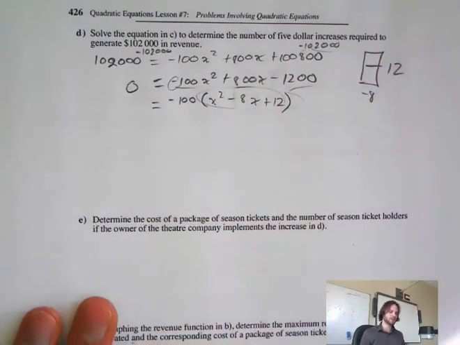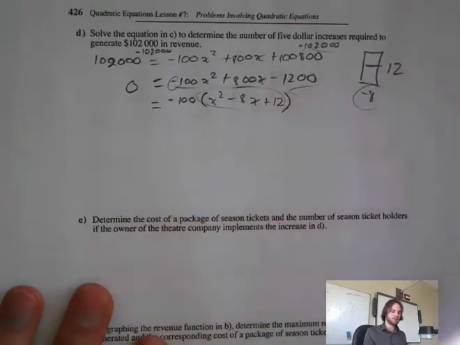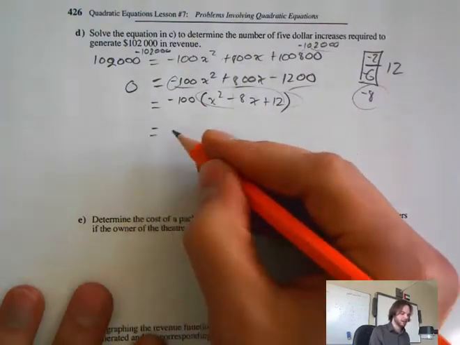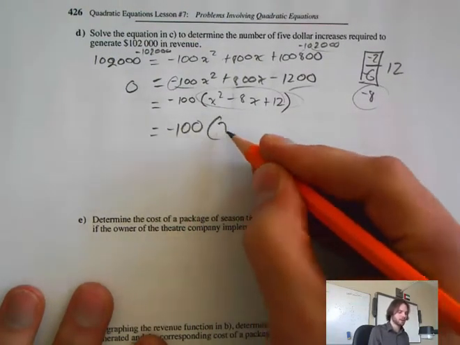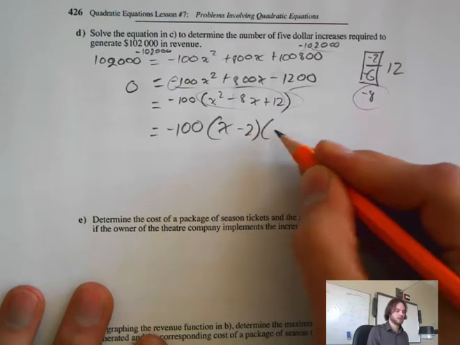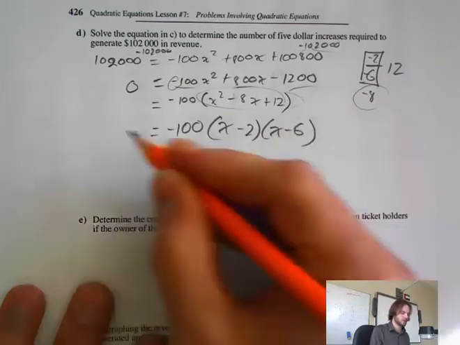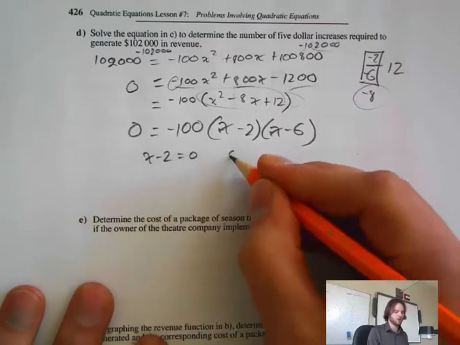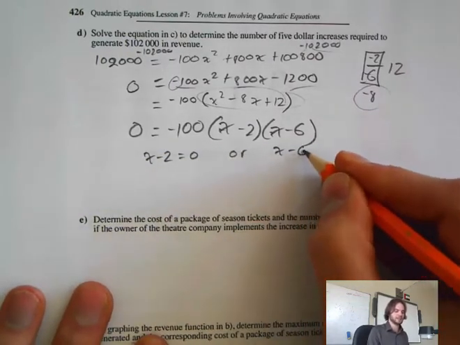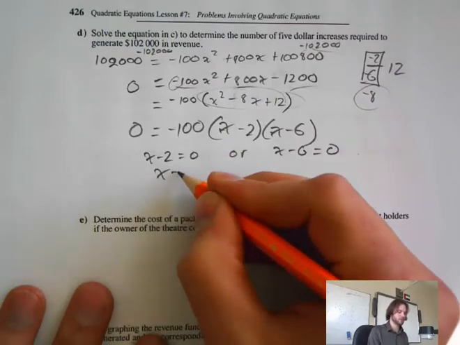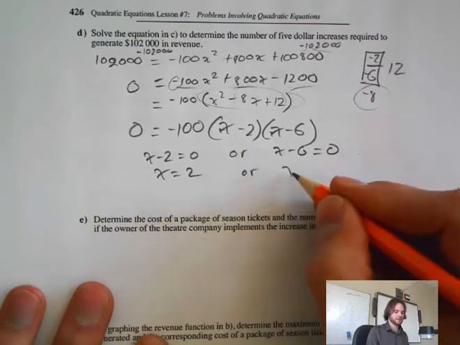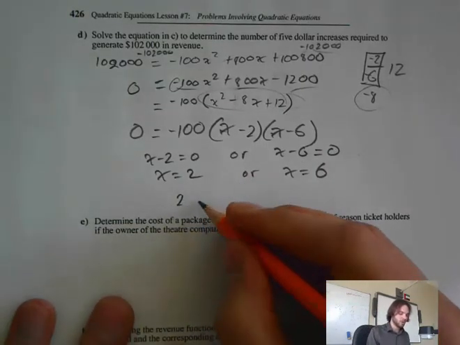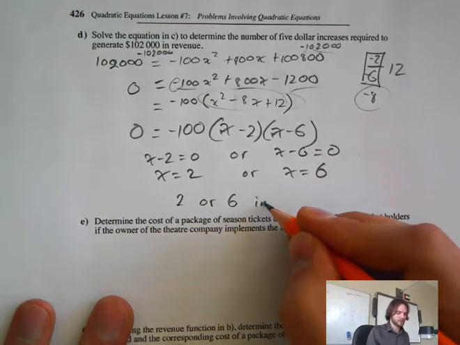12, negative 8. So we need two negative numbers because that's a positive: negative 2 and negative 6. So we have 100 times (x minus 2) times (x subtract 6) is equal to 0. So x subtract 2 can equal 0, or x subtract 6 is equal to 0, so x is equal to 2, or x is equal to 6. So he could have 2 or 6 increases.